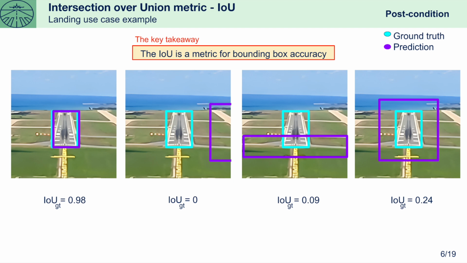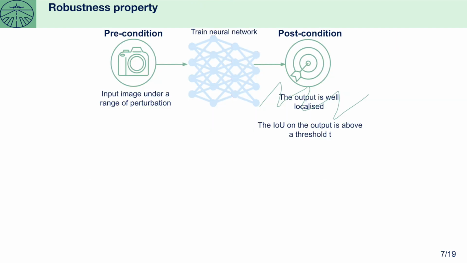The key takeaway is that the IoU is a metric for bounding box accuracy. If the prediction overlaps accurately with the ground truth, the IoU is close to 1. If there is no intersection, the IoU is 0. And if there is only a bit of overlap or if the predicted box is imprecise, then the IoU is near 0. We can define our goal more precisely. We want to apply a range of perturbations to an image and then ensure that the IoU of the output is above a threshold T.